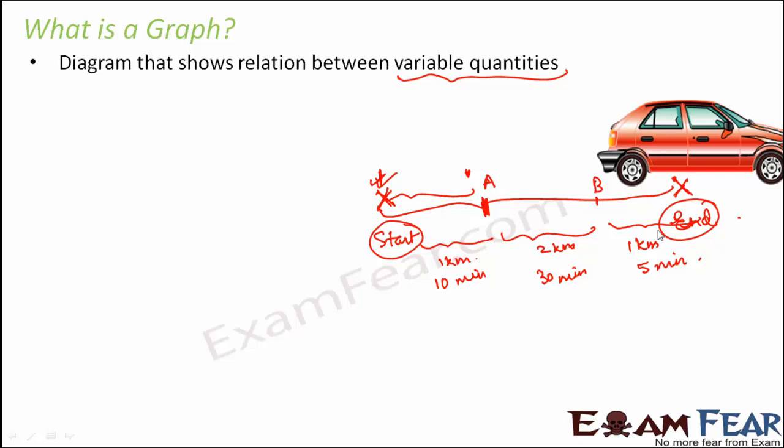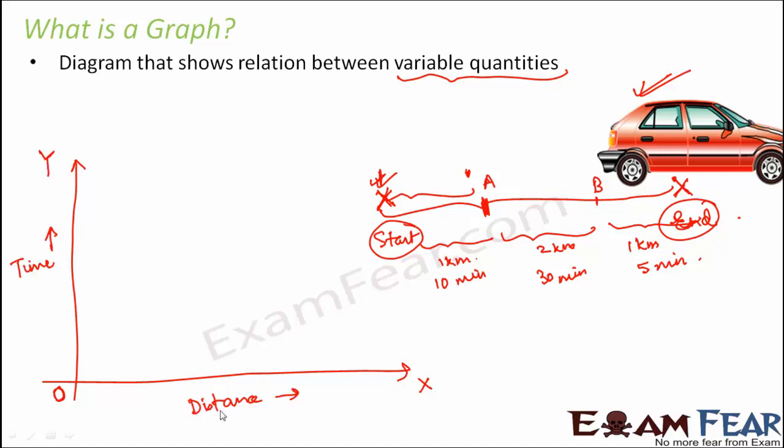Now, if we want to plot it through a graph, what we have to do? We have to plot a graph like this. So this point is termed as the origin, and this is the x-axis, and this is the y-axis. So ideally, we always take time along the x-axis, and we take distance along the y-axis. So that is the convention that is followed. So let's say here also we are taking time along x-axis and distance along y-axis.